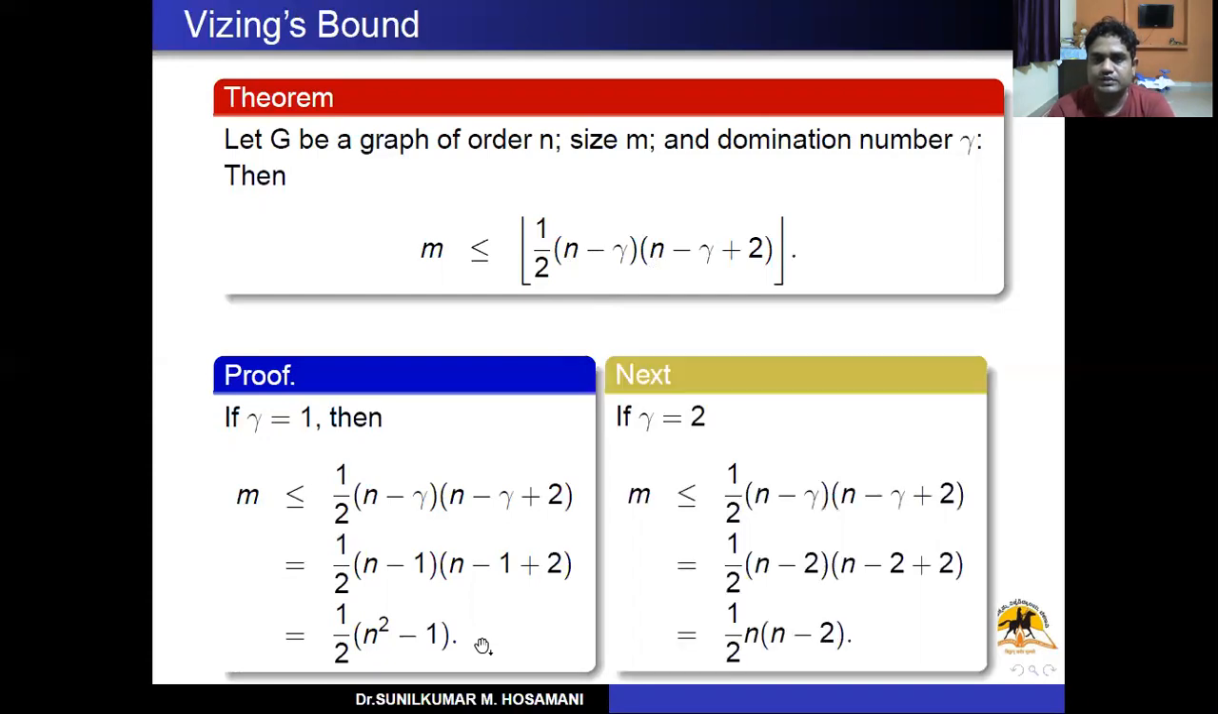Next, if I am interested in finding the number of edges present in a graph with domination number equal to 2, in this case I replace gamma by 2. After replacing gamma equal to 2 and simplifying, I get the number of edges is less than or equal to 1/2 n(n minus 2).